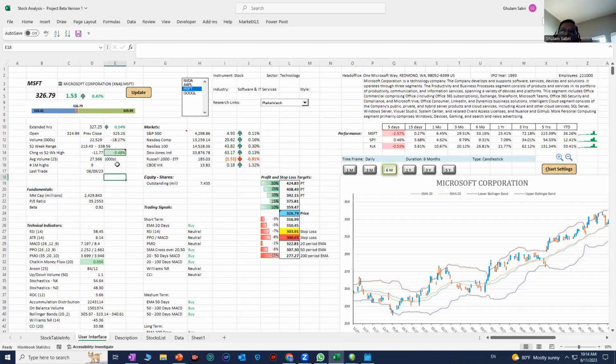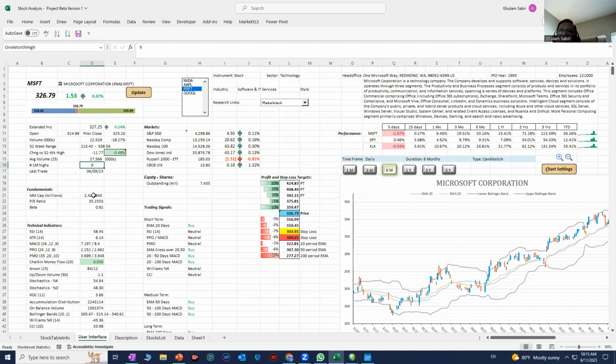It's pretty close. Average volume and this 1 month high. This is a proprietary function. It calculates how many times Microsoft has hit a higher value during the last 1 month: 9 times out of 20 or 22 working days.